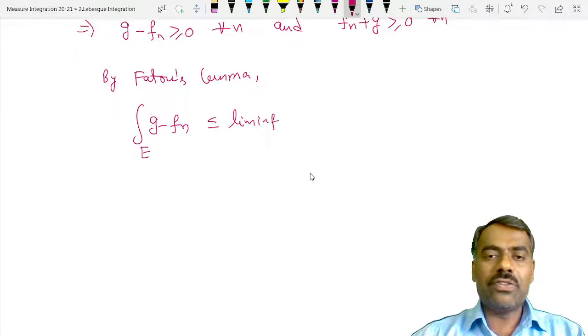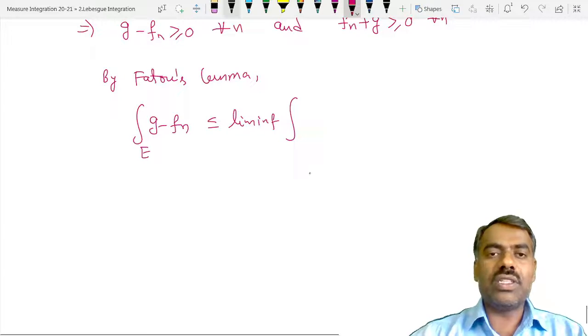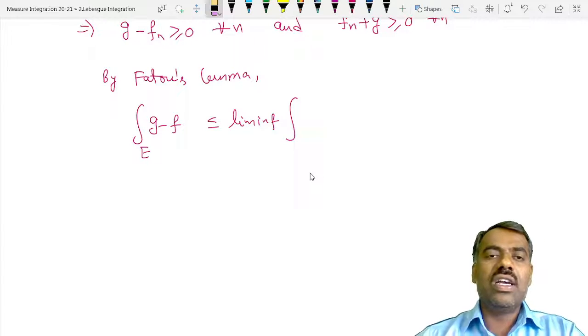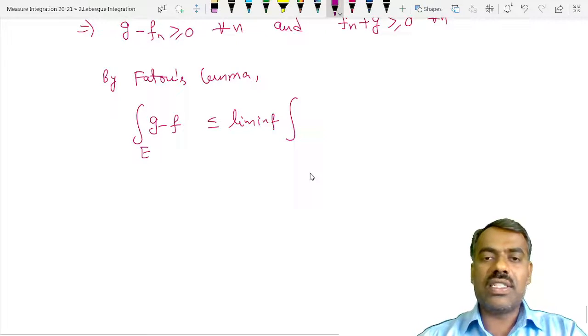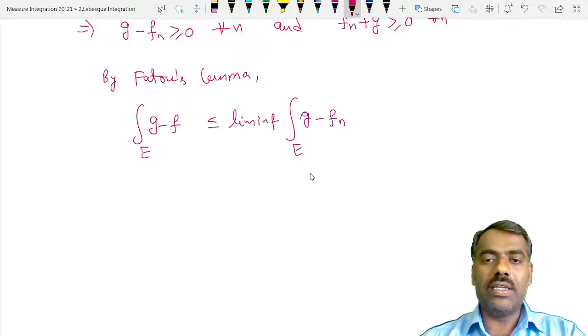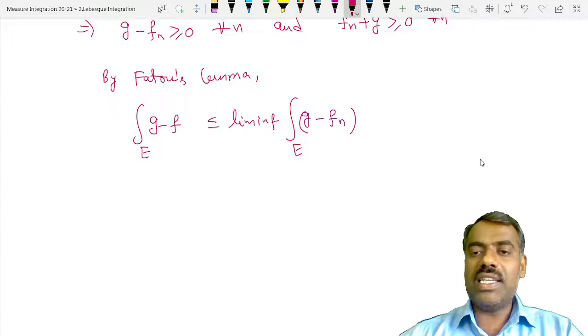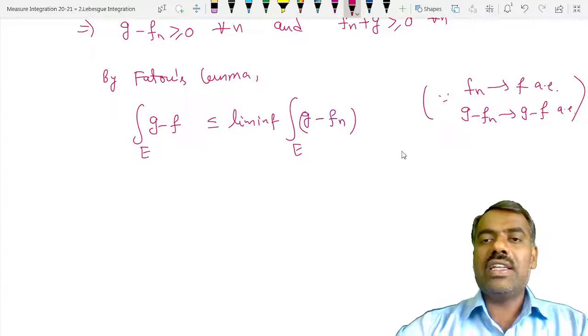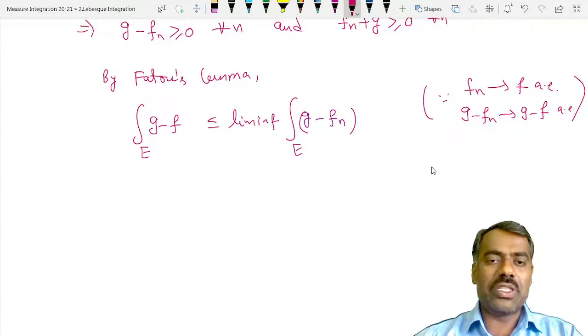That means the lim inf of the integral of g minus fn. Why? Because the fn's are converging to f, therefore g minus fn is converging to g minus f, right? So this is nothing but g minus fn over E. Is this clear? What is the reason? Since fn converges to f almost everywhere, g minus fn converges to g minus f almost everywhere. Similarly, g plus fn also converges to g plus f almost everywhere, right?